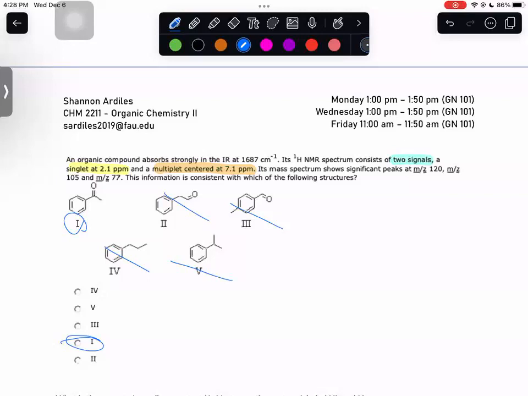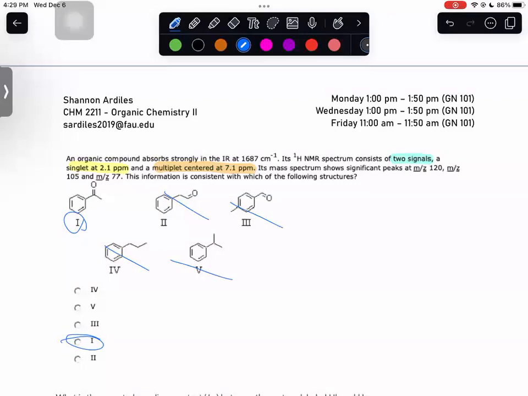Now, sometimes it's not as simple as that. Sometimes you're gonna have to look at multiplicity or other aspects. Okay, so just keep that in mind. Don't just rely on the number of signals. So far, so good.